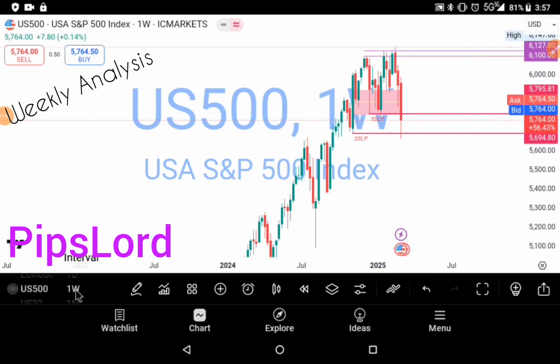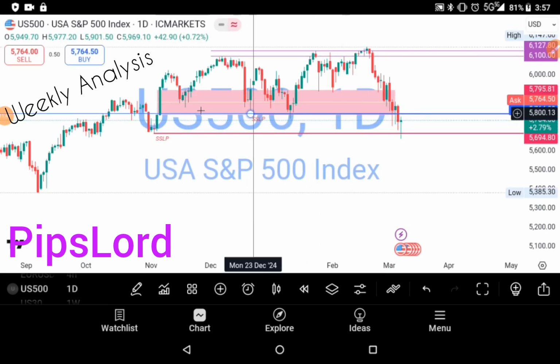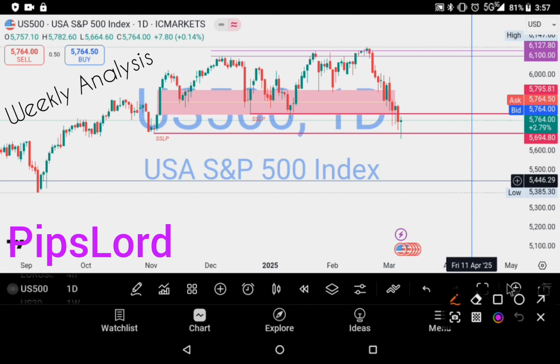Can market price stay below the BC here, the buy side imbalance, sell side inefficiency we have here. If the market price stays below the consequent encroachment of the buy side imbalance, sell side inefficiency, then I'll be watching it.